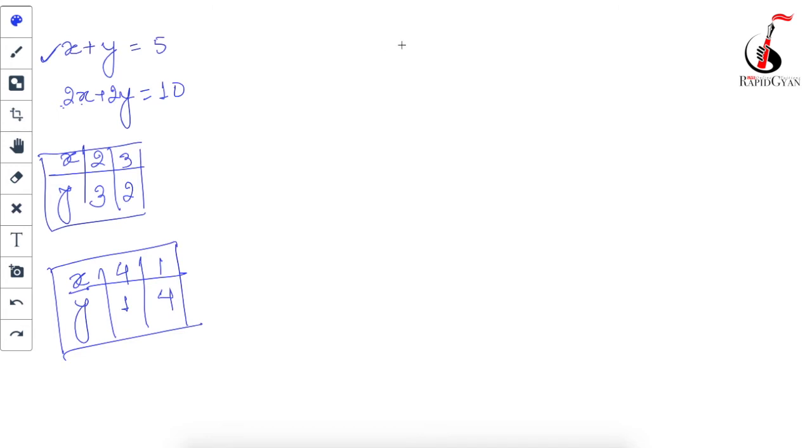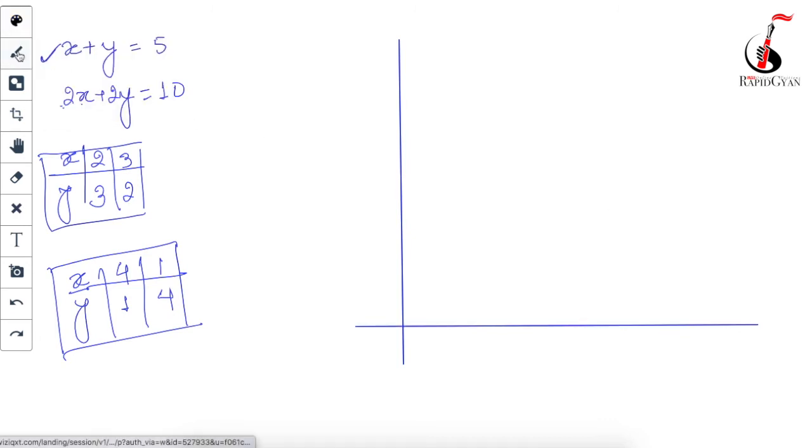We will have to plot the graph. So this is going to be your y-axis, this is going to be your x-axis, okay, and this is your 1, 2, 3, 4, 5. Take it as 1, 2, 3, 4, 5. Let's solve for the first equation. So what is the first point?